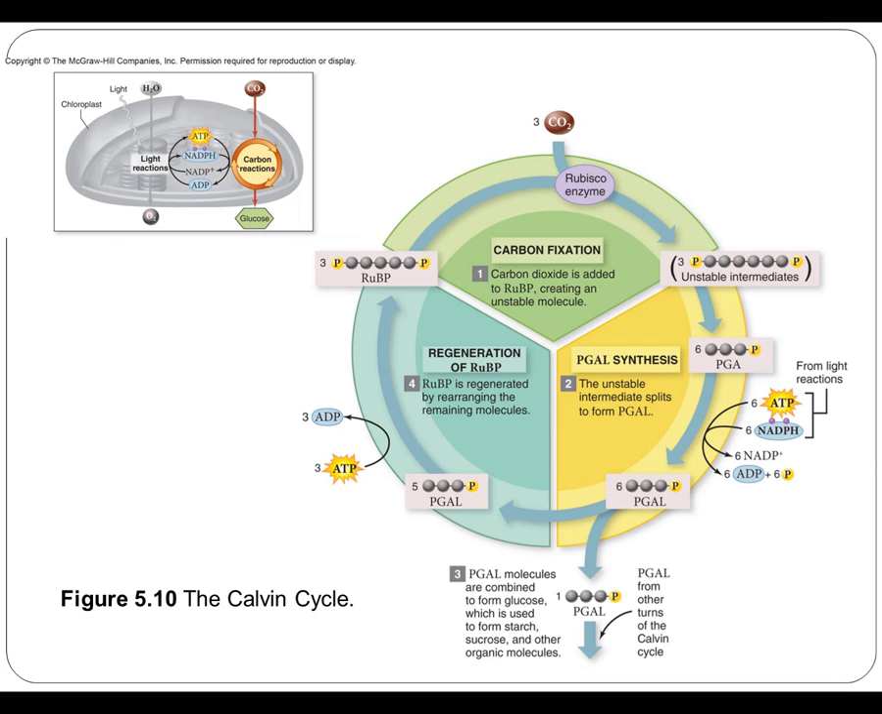So 2 molecules called PGA, but we need to add energy to this thing. We need to phosphorylate it. So which energetic molecules come into play here? ATP and NADPH. Where did the ATP get made?